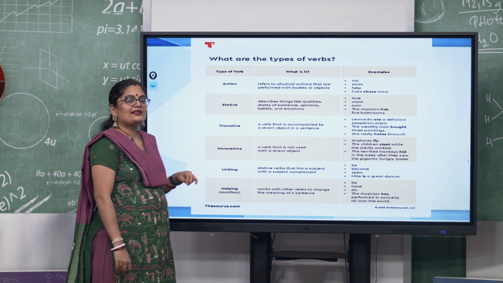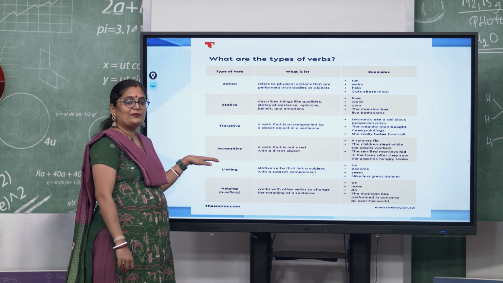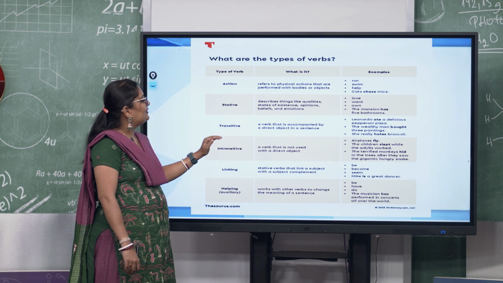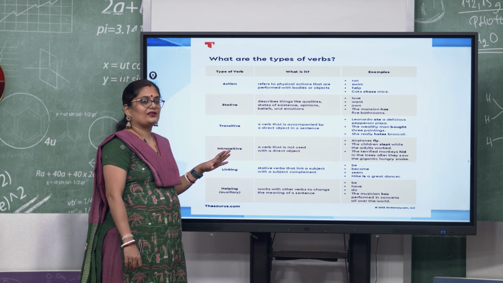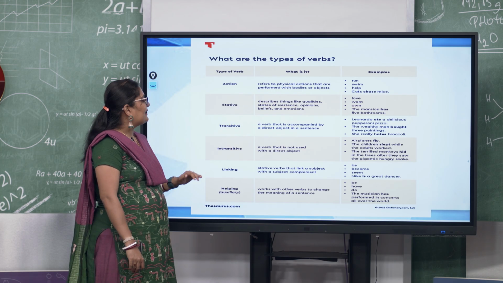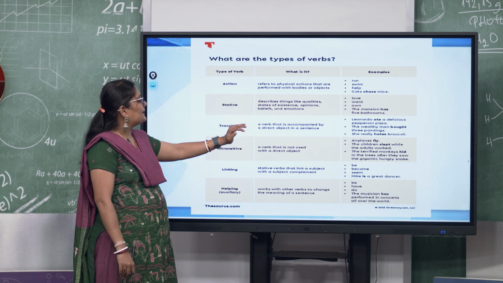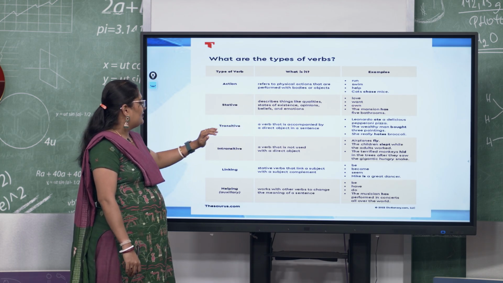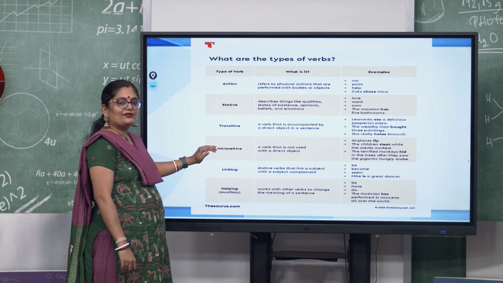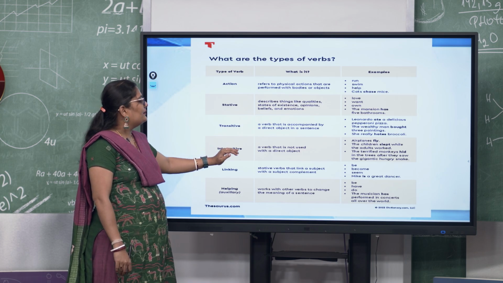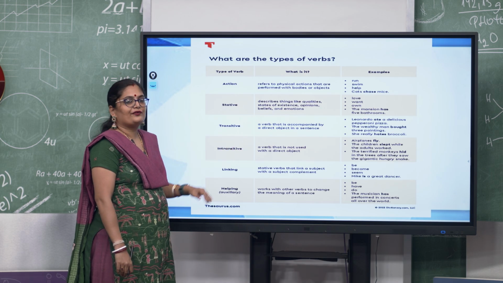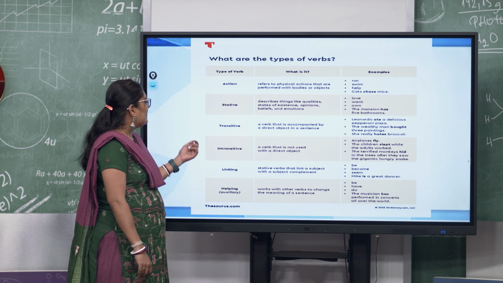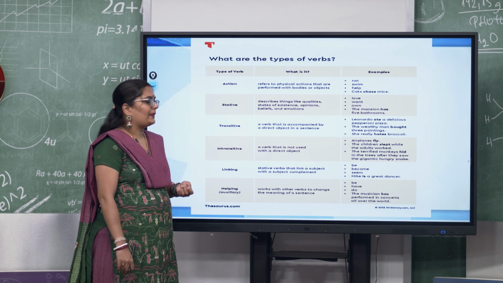Now, moving on to the next category, we have intransitive verb. What is an intransitive verb? Let us describe it first. It is a verb that is not used with a direct object. In the previous category, the verb was accompanied by a direct object, but here in the intransitive category, the verb that is not used with a direct object is referred to as an intransitive verb.